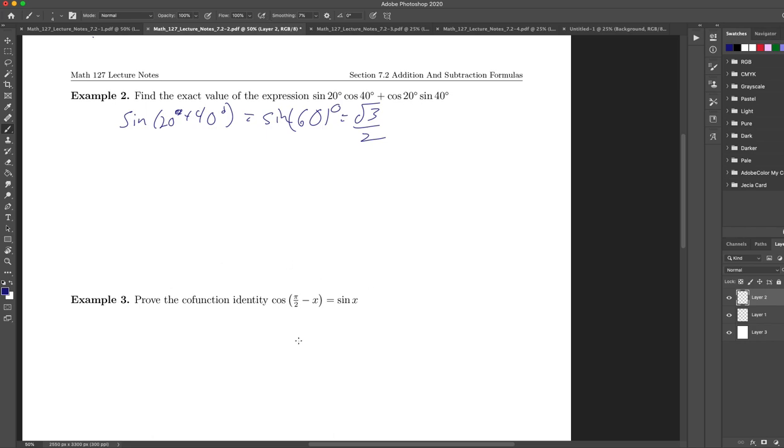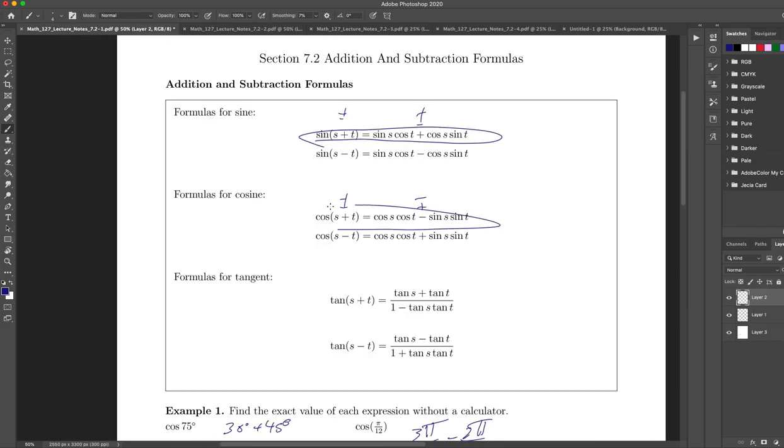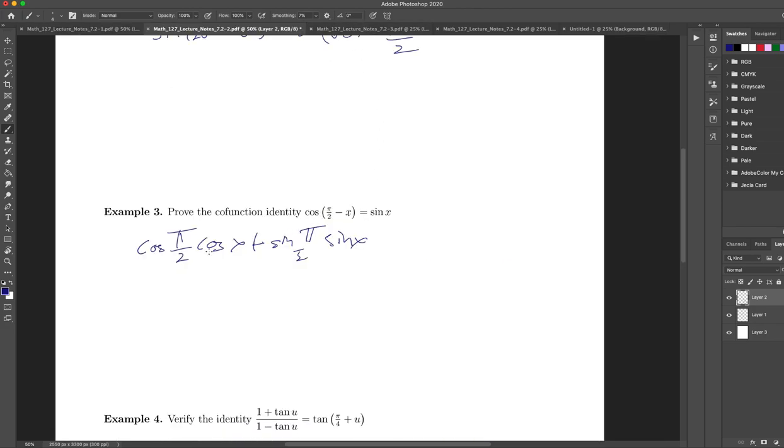Alright, so prove this identity. So now we've gone from just simplifying stuff to proving identities. Here I have the cosine addition and subtraction formula, and I'm subtracting. So here this will be cosine of pi over 2 cosine of x plus sine of pi over 2 sine of x. And where do I get that from? Right here. Oops, actually, I'll be using this one. And so I'm just pulling that, and then I pull this out and do this across.